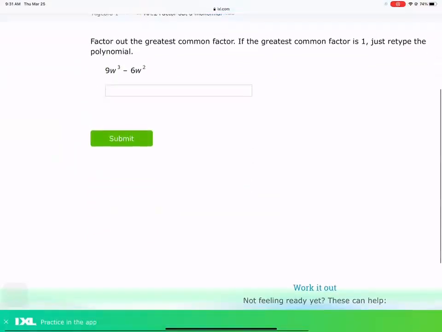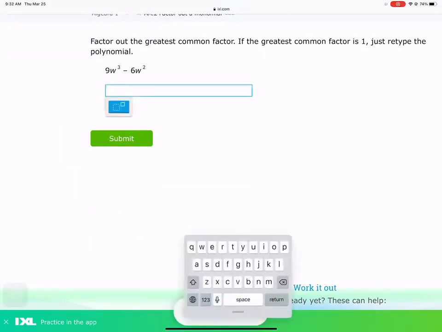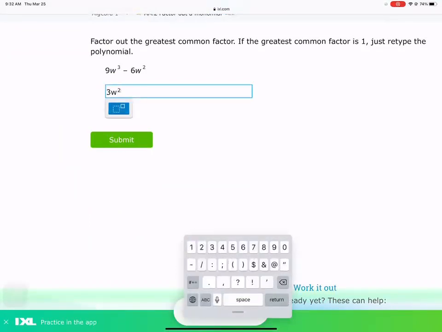Let's do one more. What values can I see in common between 9 and 6? What common factors can I pull out from 9, 6, and w cubed and w squared? Hopefully you can see that we have a common 3 in both of these. So I'm going to divide 9 by 3. We're going to have 3w squared. That's what we're going to pull out because that's what we have in common, 3w squared. We have a 3 in both of these, the front and back, 9 and 6. We also have w squared in both of them.